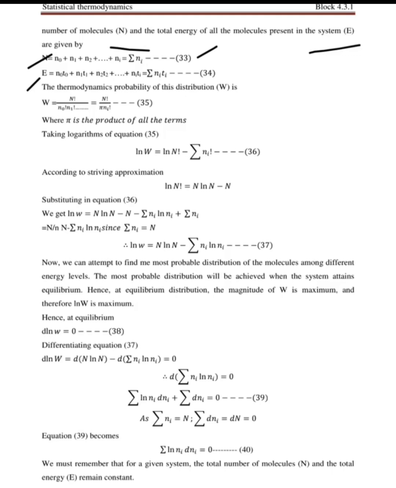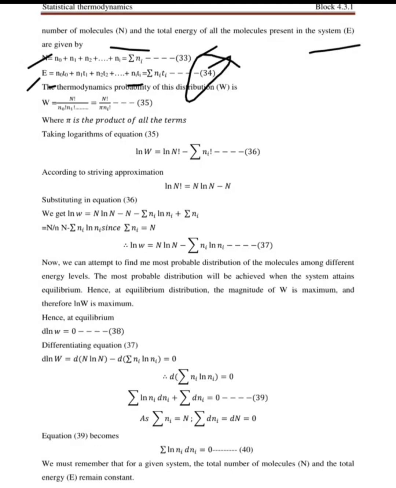Epsilon is the energy of the different energy levels. It can be written as N0 is the number of molecules in level 0 with energy epsilon 0, which is equal to 0, plus N1 epsilon 1, plus up to Ni epsilon i. The summation of Ni epsilon i is equation 34.